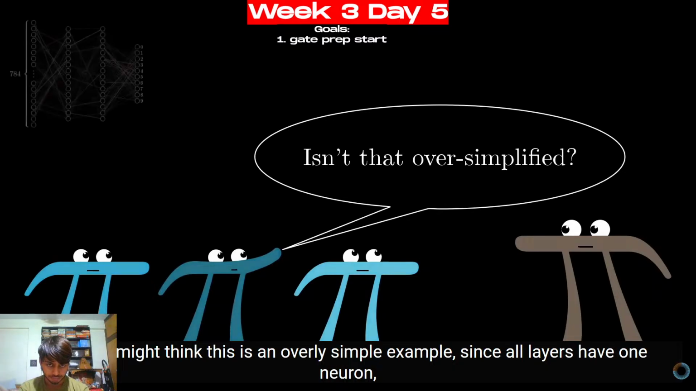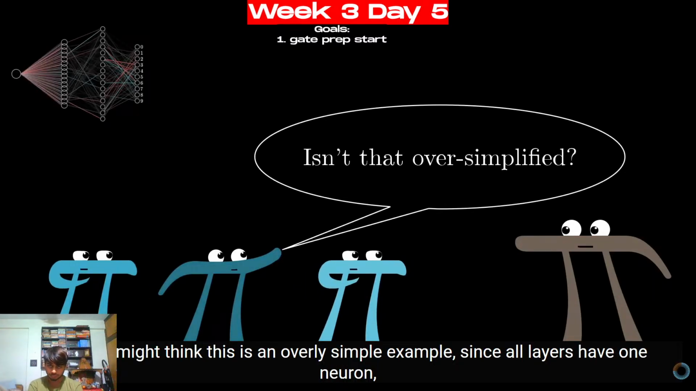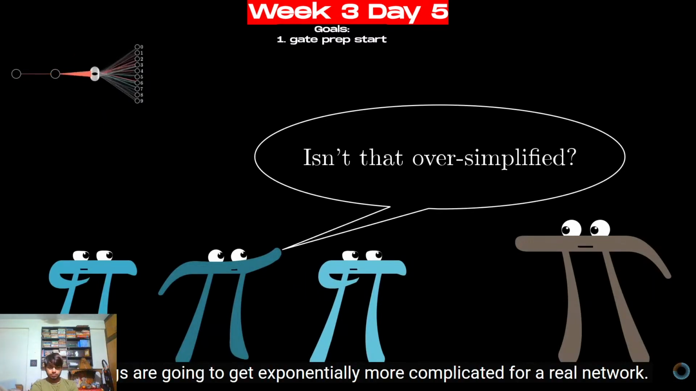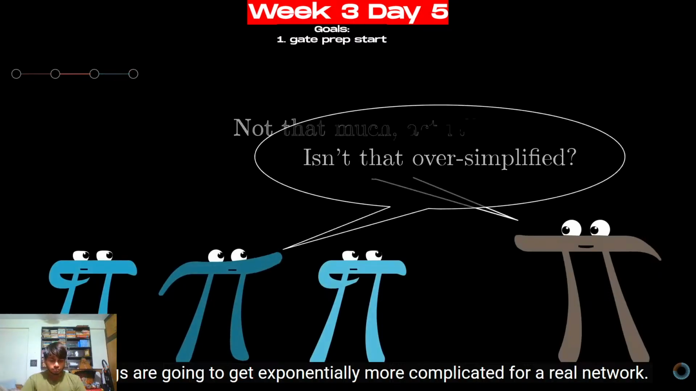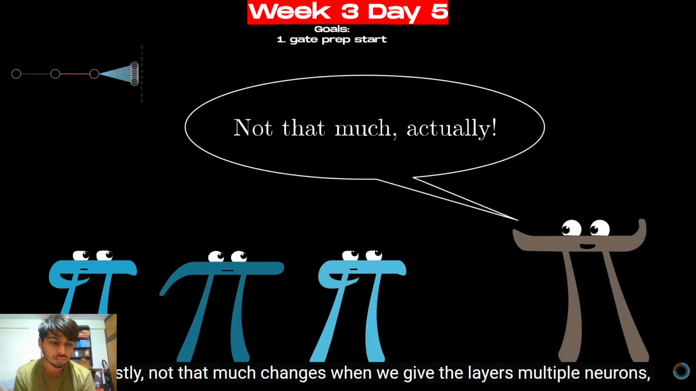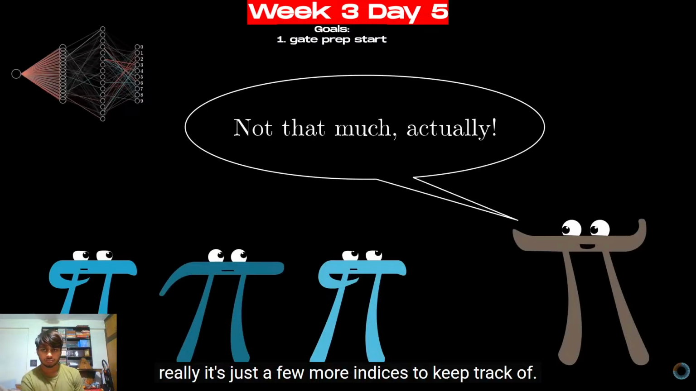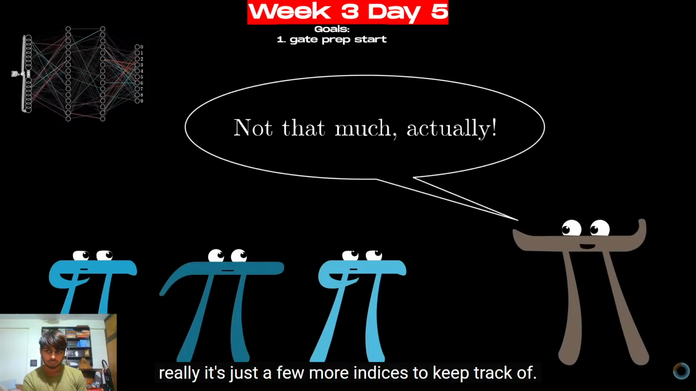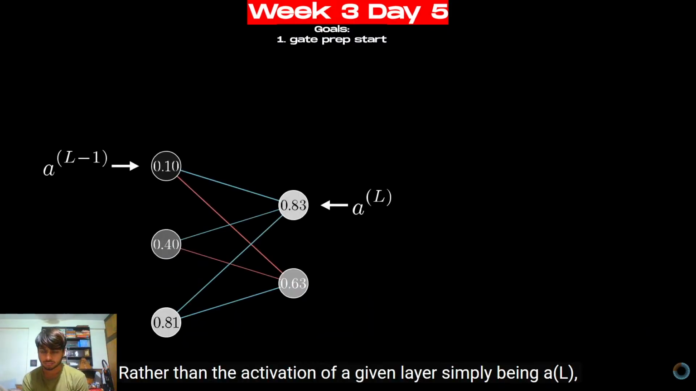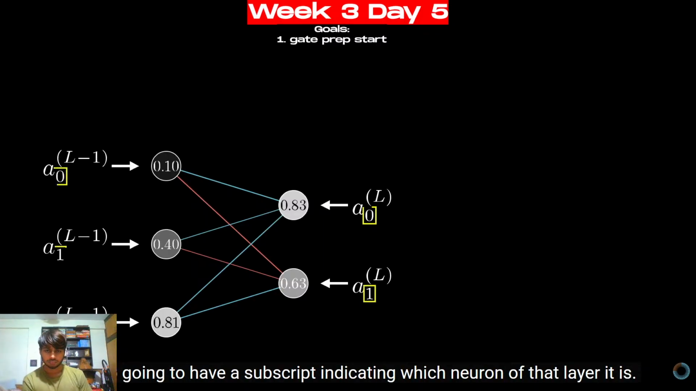And you might think that this is an overly simple example, since all layers just have one neuron, and that things are going to get exponentially more complicated for a real network. But honestly, not that much changes when we give the layers multiple neurons. Really, it's just a few more indices to keep track of. Rather than the activation of a given layer simply being AL, it's also going to have a subscript indicating which neuron of that layer it is.